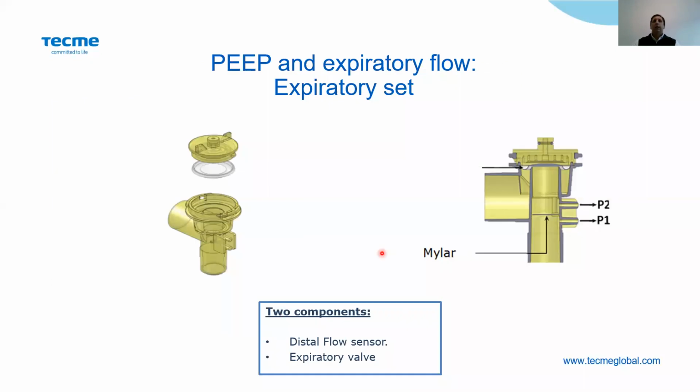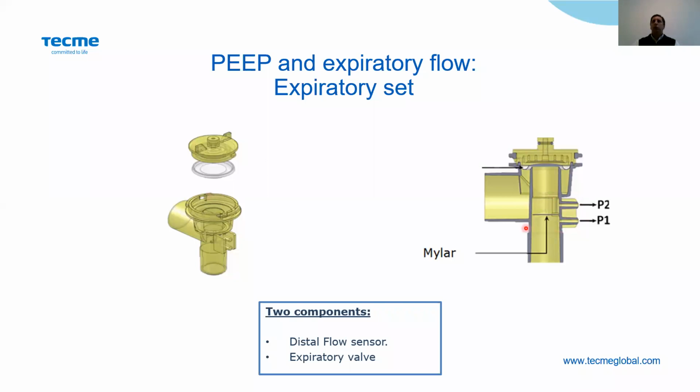This expiratory set has 2 functions. One is the valve that is using this diaphragm that is in the cap in order to close and open the expiratory limb during the inspiration and during the exhalation. And also the machine is going to control the PEEP by pressing this diaphragm. The other function of this expiratory set is the flow sensor. This is going to measure the expiratory flow of the patient, and is going to measure the expiratory volume of the patient.